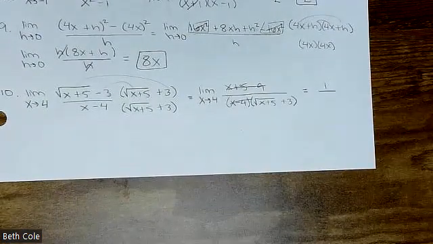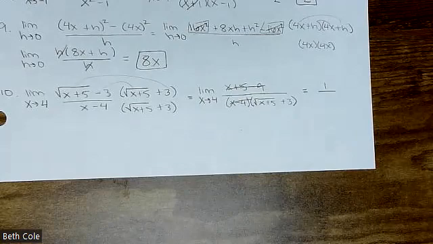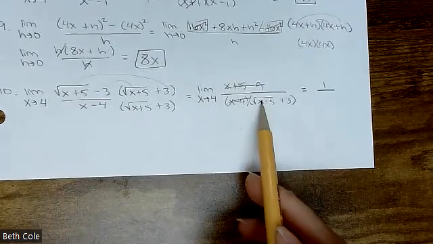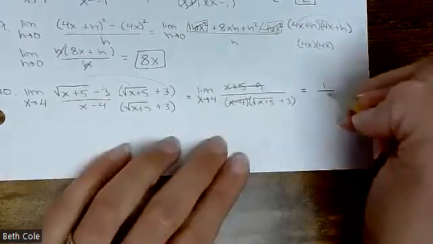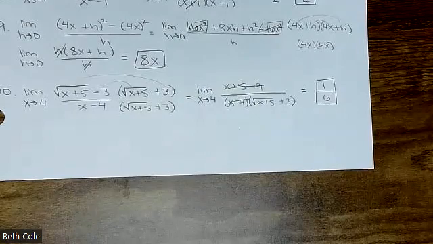The denominator, you're going to plug in 4. Make sure you bring the limit with you so you remember that you're supposed to plug that in. So 4 plus 5 is 9. Square root of 9 is 3. 3 plus 3 is 6. So the answer is 1 over 6. So you have to do algebra until you get something to cancel out.